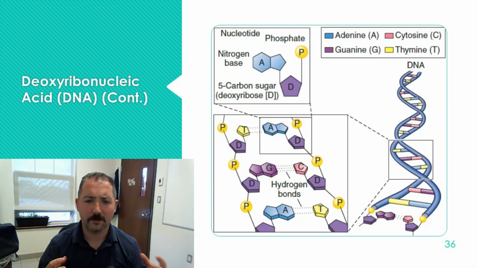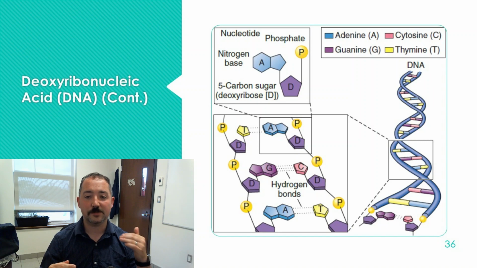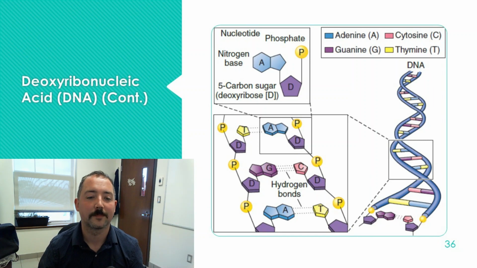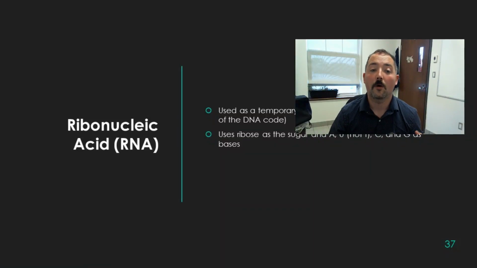The particular order of the pairs is how DNA transfers information to the rest of the body. RNA, or ribonucleic acid, is used as a messenger or working copy of the DNA, and it's used to transfer the information the DNA has to the rest of the body. It has a ribose sugar and uses adenine, cytosine, guanine, and uracil as nitrogen bases.